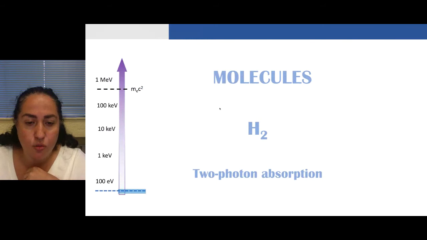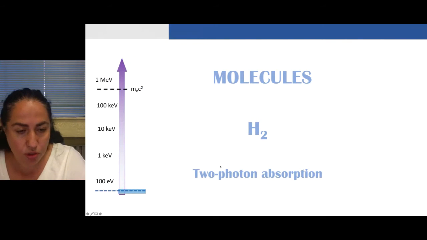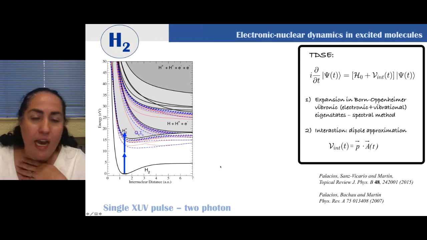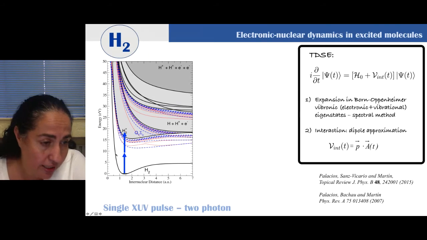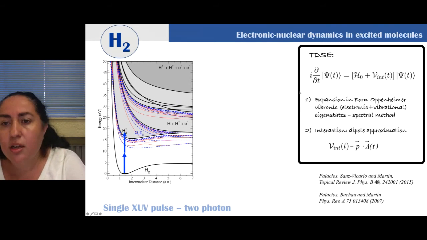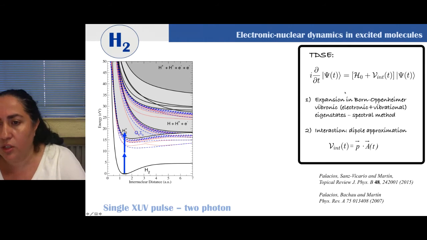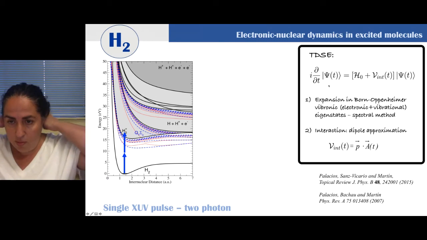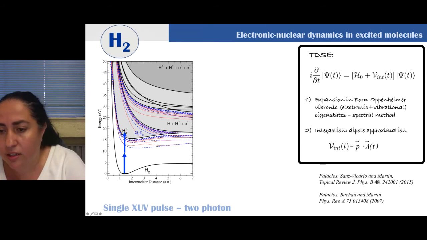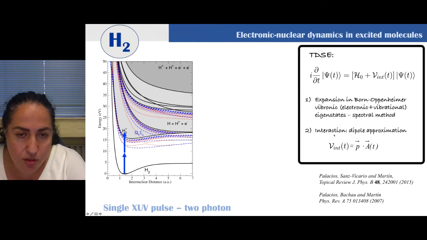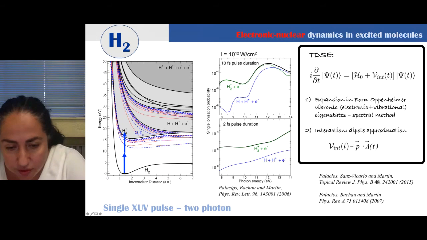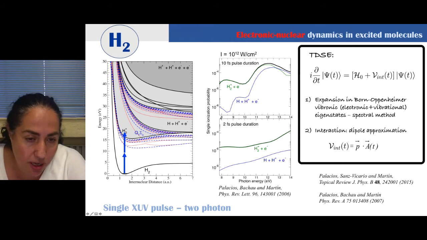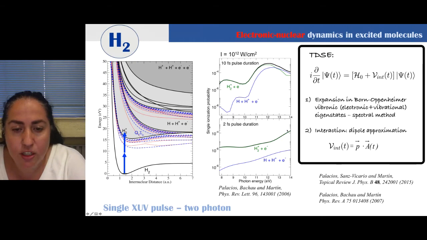Now let's go to molecules, and let's look at the same process, photon absorption, a nonlinear process, in the hydrogen molecule. And let me start again by revisiting some old data. So I'm going to be looking at the two-photon single ionization now in the molecule. We again solve the time-dependent Schrödinger equation, but in this case we use a spectral method. So basically we expand the wave function in Born-Oppenheimer vibronic eigenstates, and still the laser-molecule interaction is treated within the dipole approximation. In this old data, the one thing we observe is that if we look again at the probabilities as a function of photon energy, as we did before, and we use a 2 femtosecond pulse, we have very small distributions.